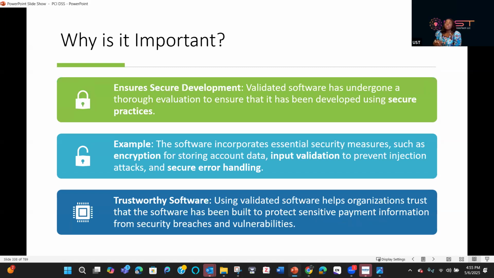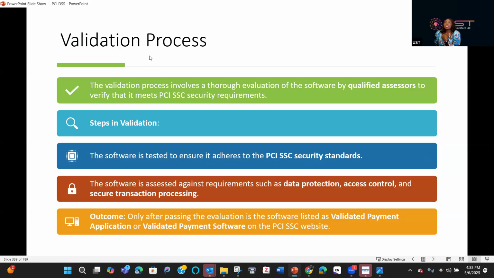First, it ensures secure development, right? Validated software has undergone a thorough evaluation to ensure that it has been developed using secure practices. For example, the software incorporates essential security measures such as encryption for storing account data, improved validation to prevent attack or injection, as well as secure error handling. Then we have the third aspect, trustworthy software. Using validated software helps organizations trust that the software has been built to protect sensitive payment information from security breaches as well as vulnerabilities.